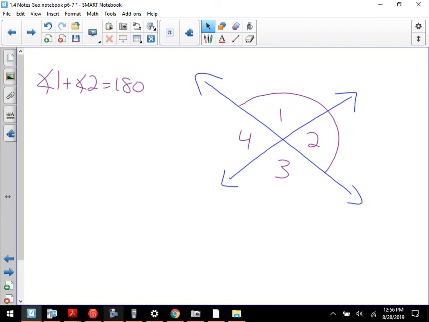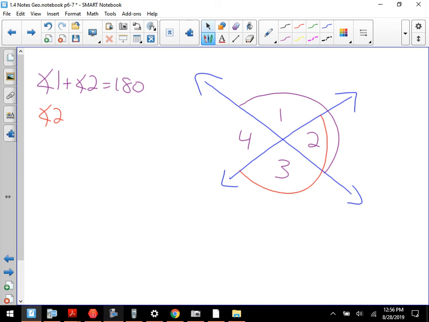What else adds up to equal 180? 4 and 3. What else? 2 and 3. Okay. I'm going to switch to 2 and 3. We know that angles 2 and 3 also add up to equal 180. Angle 2 plus angle 3 equals 180. Are you okay with that? Okay. Now, put your pens down for a second.